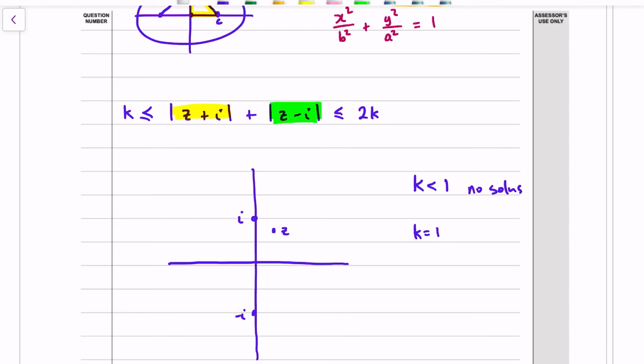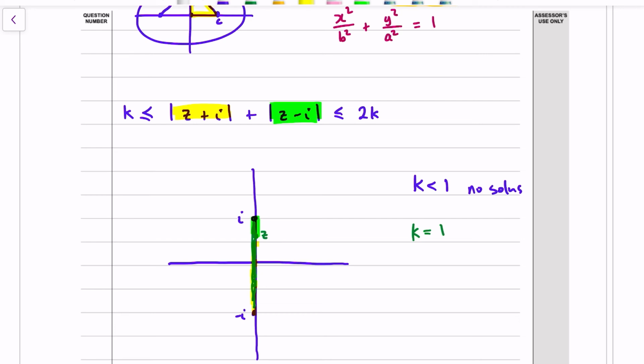Any point z, actually I'm going to draw this in a different colour. If k is equal to 1, any point z that is on this axis, a purely imaginary number between i and minus i, the distance from z to i, which will be this green bit, and the distance from z to minus i, which will be this distance, that will always be equal to 2. It can't be less than 2, but it would be equal to 2.